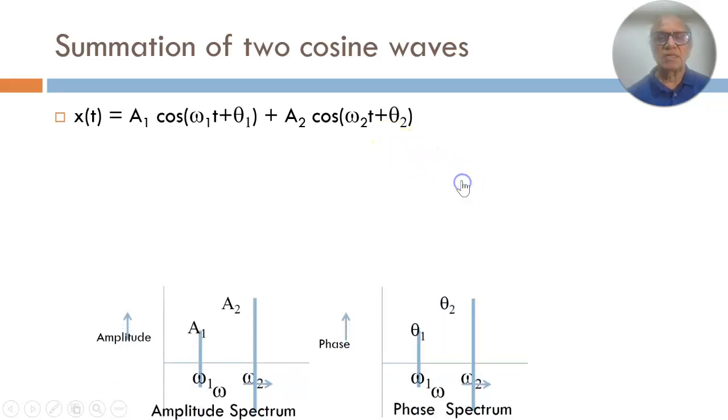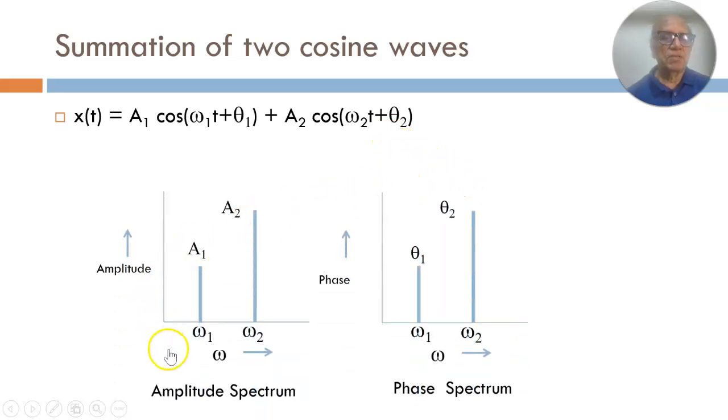So let us look at these spectrums. This is the amplitude spectrum. At omega 1 you have a1, at omega 2 you have a2. In this particular example, I am just assuming that a2 is greater than a1, but it need not always be so. It all depends on the nature of the signal. Similarly, in the phase spectrum, at omega 1 you have theta 1, and at omega 2 you have theta 2.